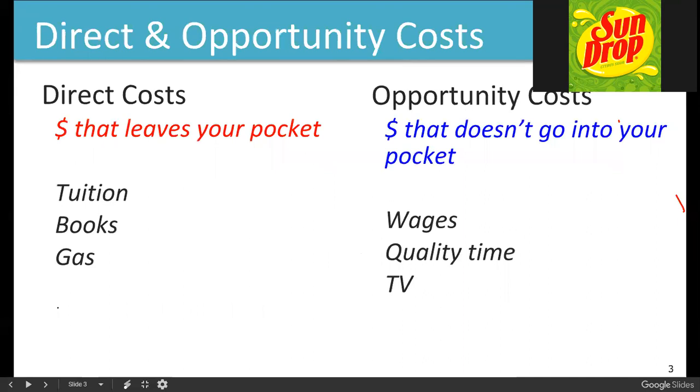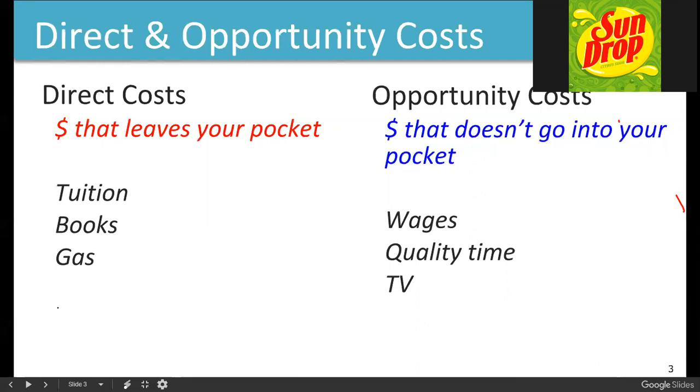So, you don't see this in the textbook, but I talk about it. You have direct costs, the money that leaves your pocket, and then the opportunity costs. For taking this class, those direct costs would be that $350 worth of tuition, the books. Thank the Lord I didn't make you spend the $200 on that, right? Gas.